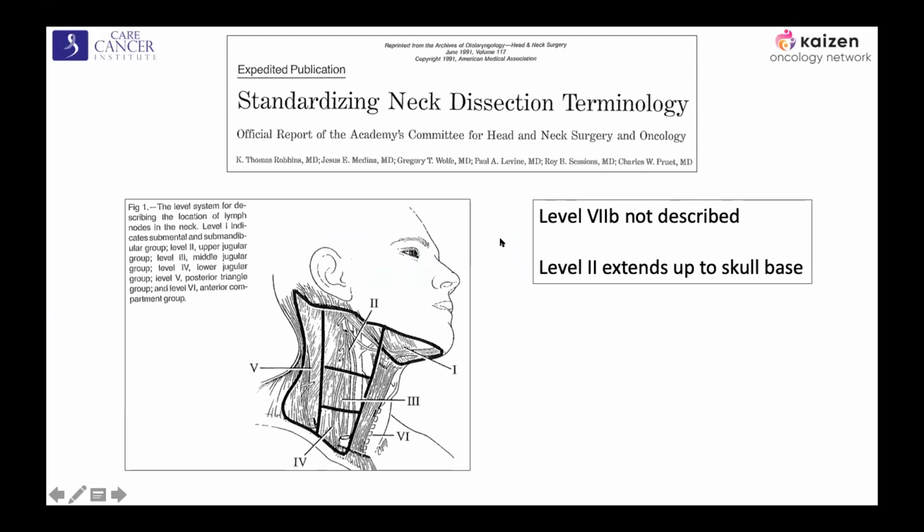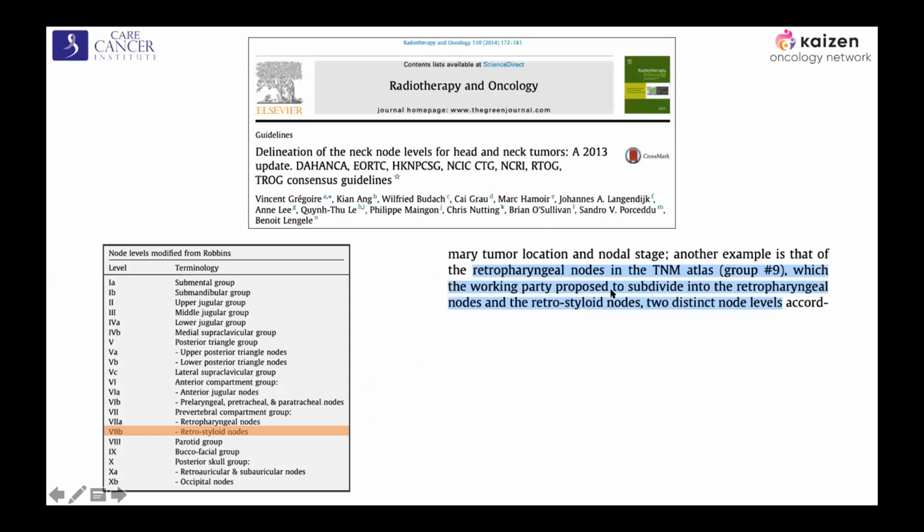So we'll also see level 7B. Level 7B is nothing but the cranial continuation of your level 2. As I mentioned, in the 2013 update of the contouring guidelines, the level 2 upper border was reduced from the base of the skull to the transverse process of the first cervical vertebra. So this space between the base of the skull and the transverse process of the first cervical vertebra was given a new name and a new number, which is level 7B or the retrostyloid. So it is very, very simple. Just the cranial continuation of level 2 beyond your first cervical vertebra is nothing but your retrostyloid group of lymph nodes, or level 7B. So it was obviously not described in your surgical guidelines.